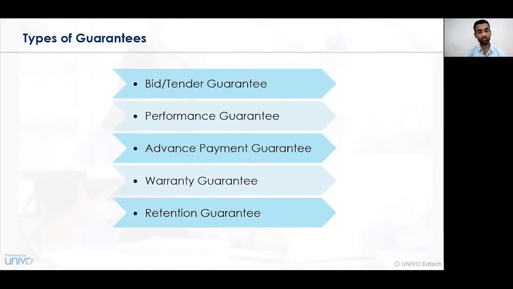The retention guarantee. The retention guarantee is a type of guarantee which has been given for the retention of a certain product or for a certain service. In order to continue the relationship between the two parties who are entering into this particular contract, the retention guarantee is signed, and accordingly the contract is undertaken between the three parties, maybe a surety, a principal debtor, or the creditor. In this way, the retention guarantee can come into existence.